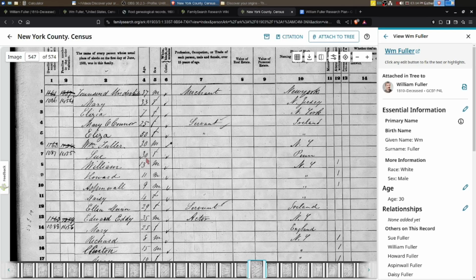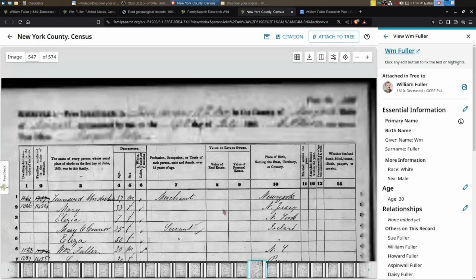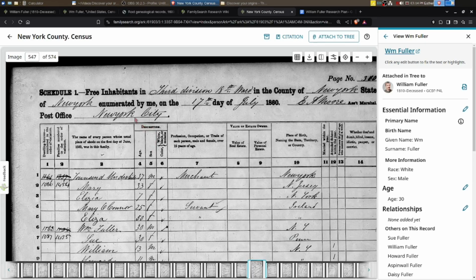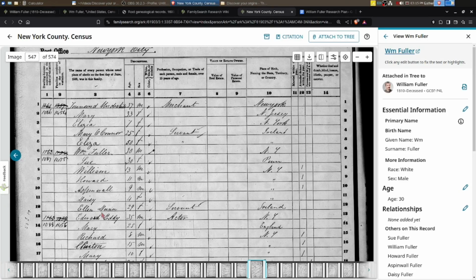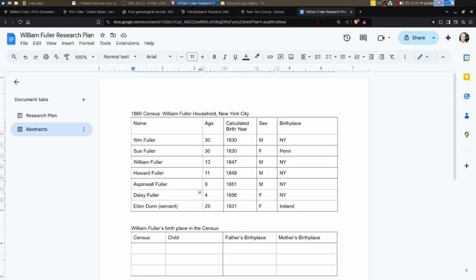But the thing that is concerning is this birth year estimate of 1830 and birth location do not match. Also, the family here is located in New York City. You can see the 3rd Division, 18th Ward, 1860. They're in New York City. I did take the time to abstract this family to a document. So when you're working on a complex research problem, this is what I would recommend.